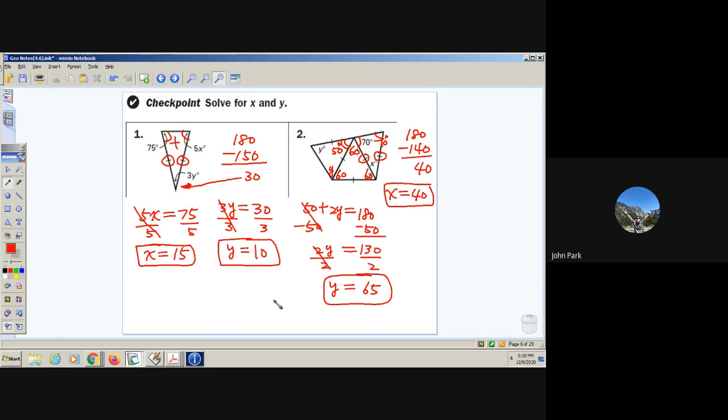Okay, so that's how you can use the idea from the equilateral triangle as well as the isosceles triangle to solve for some of those variables, some of those angles that are represented by the x and the y there. Okay, next.